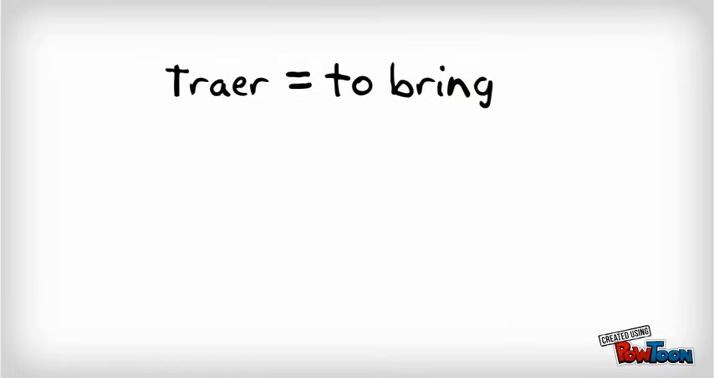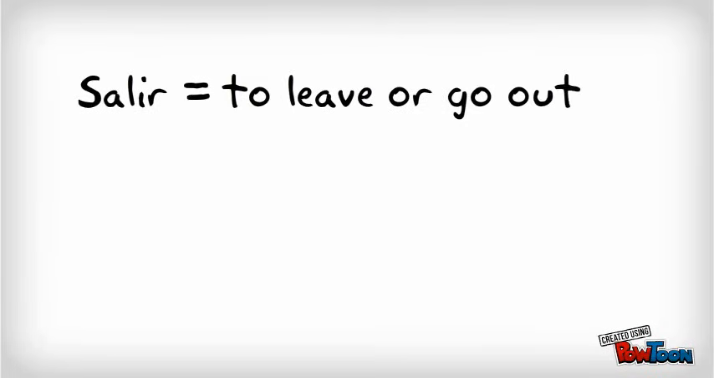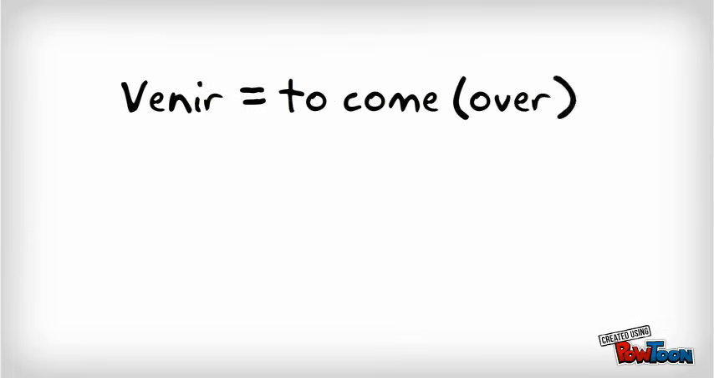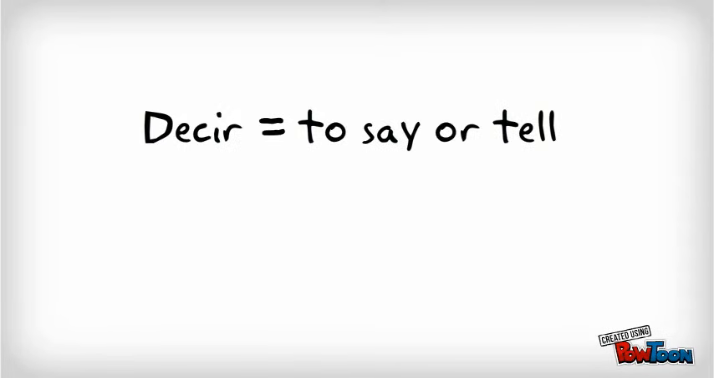Here are some other verbs that use go in the yo form. Traer, to bring, becomes yo traigo. Notice that it's spelled IGO, not EGO. Salir, to leave or go out, becomes yo salgo. Venir, to come, changes to yo vengo. Poner, to put, place, or set, becomes yo pongo. Decir, to say or to tell, becomes yo digo.